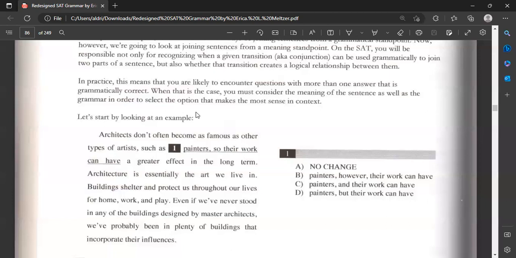Okay, so a good way to look at transitions, I would say, is before I give you guys a try, I'll give you guys a try on the next one.